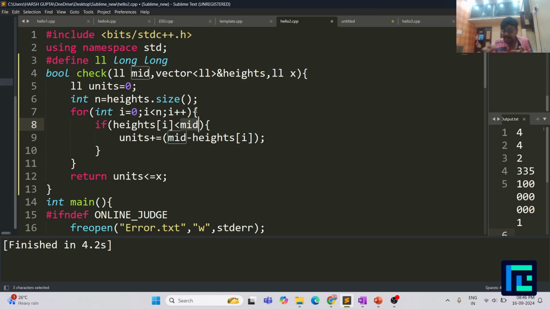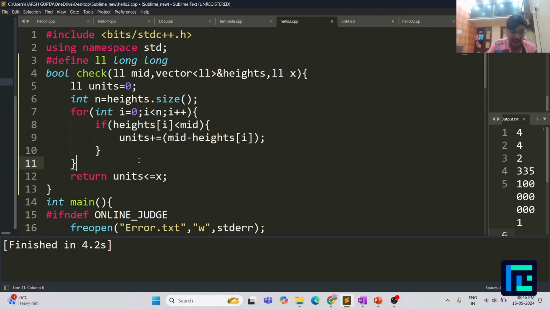do you all agree? Then only I will have some water above this particular ith coral. And how much water will be there? Mid minus heights of i. If I am building a tank of height 4 and the coral is of height 2, how many units of water are above that coral? 4 minus 2, that is 2, right? So only when heights of i is lesser than mid, my units of water get incremented by mid minus heights of i. Once I have done this for every coral, I know I require units amount of water.